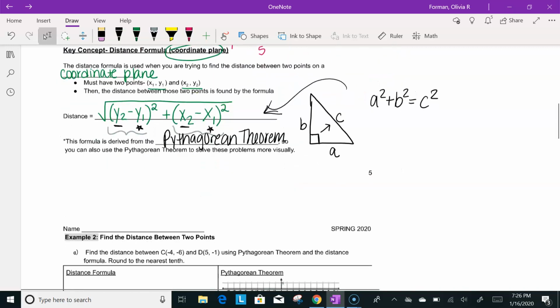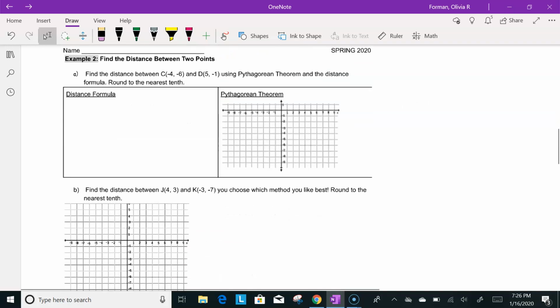Okay, so if you turn to the next page, we have just a few examples here. The first one is going to have us go through both the distance formula and the Pythagorean theorem to find the distance between 2 points so that you can see how it works. Letters B and C, if I were there, I would just have you choose what method you like. Because I'm not there, I will write out both. You can decide which method you like after we go through all of these and stick to that method or change it based on whatever numbers you're working with, okay?